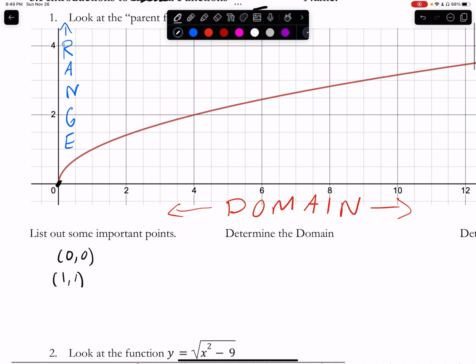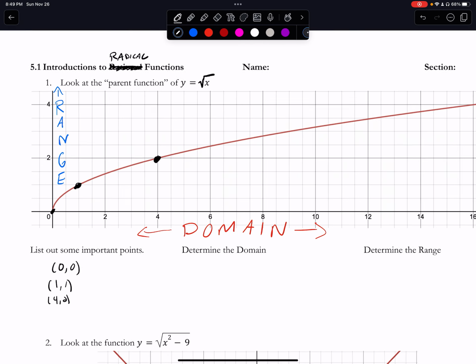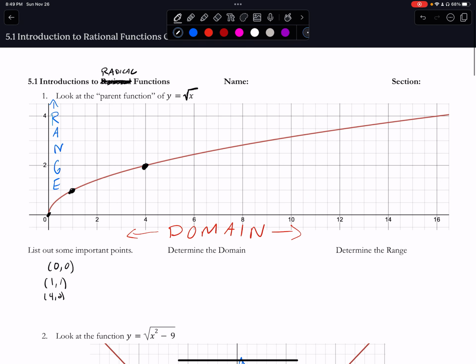And that exists right here. The next point of interest would be 4, comma 2, because the square root of 4 is 2. And then the square root of 16 is 4, and also the square root of 9 is going to be 3. So those are some important points on this radical graph.